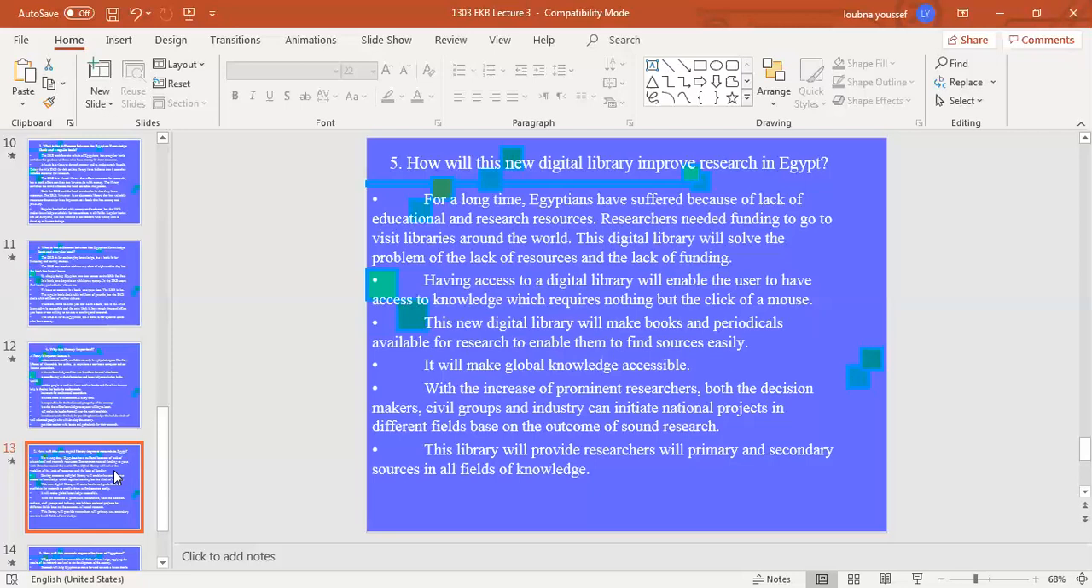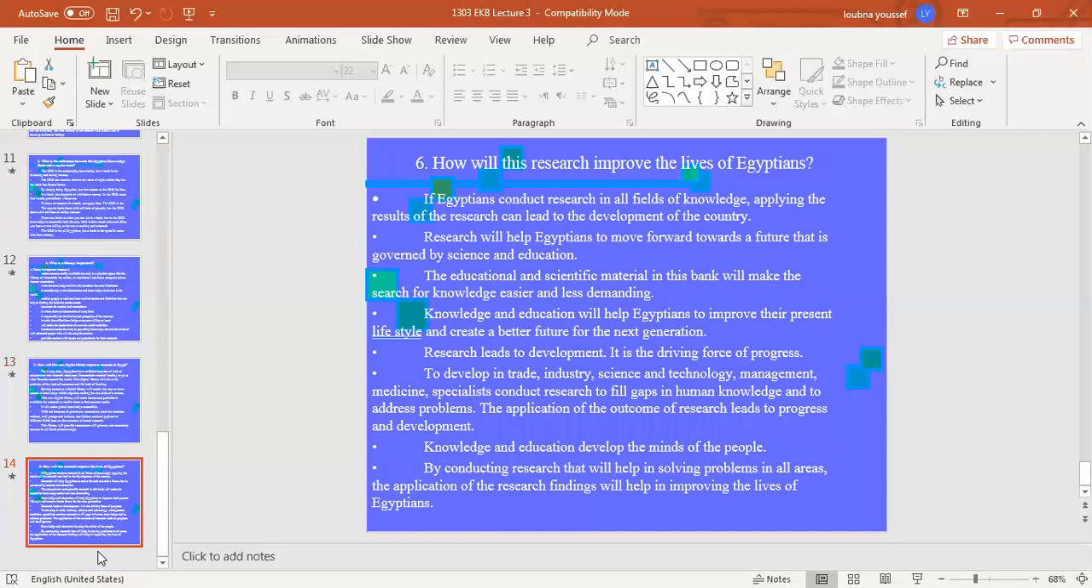Now, another important point is that this research will make global knowledge accessible. So it will make knowledge from all around the world available to Egyptians. Now, the last question is, how will this research improve the lives of the Egyptians? And the first answer is, if Egyptians conduct research in all fields of knowledge, applying the results of the research can lead to the development of the country.